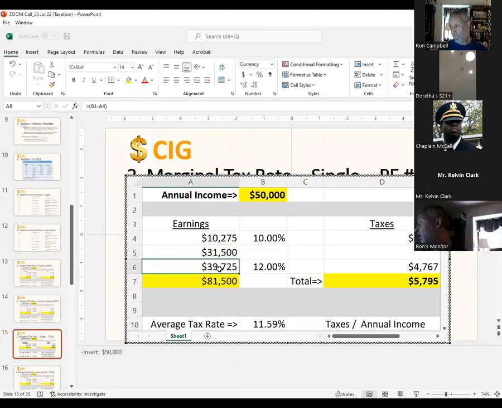And then the last amount would be your 50,000 minus 41,775. So your first rate is going to be 10%, then 12%, and then 22%.